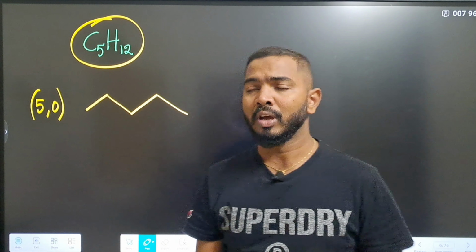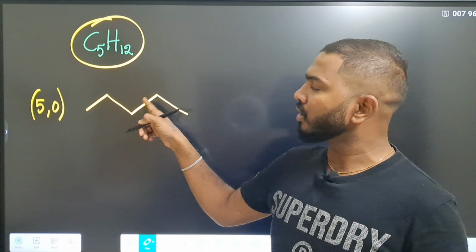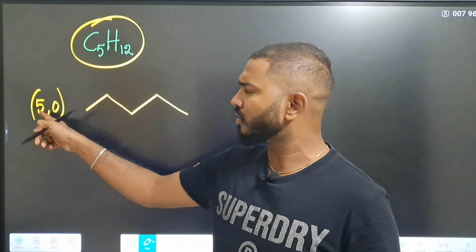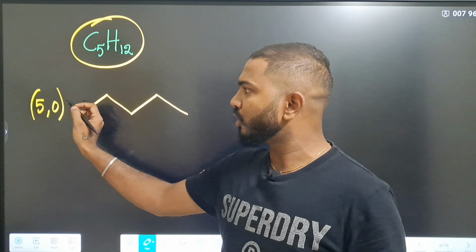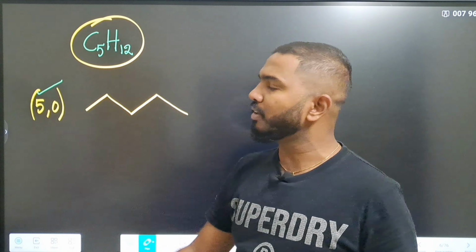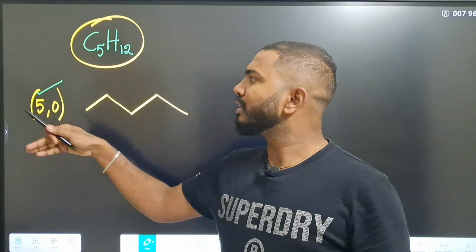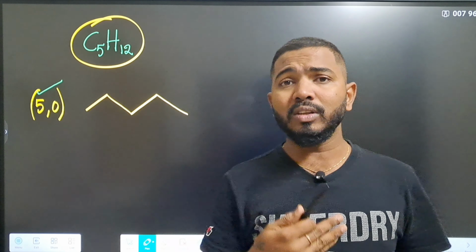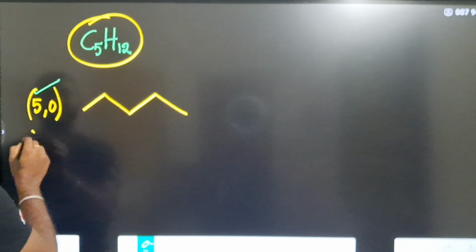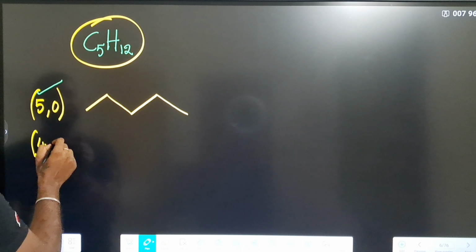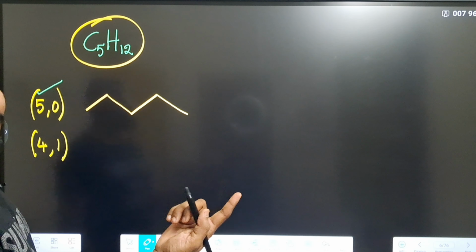branches, that is substituents. All the 5 will be taken in the straight chain itself. So I am just representing it as 5 comma 0, where the first 5 defines the number of carbons in the parent chain, and the 0 is nothing but there are no substituents. And now what is the next alternate possibility? That is 4 carbons in the parent chain with 1 substituent, that is methyl substituent.